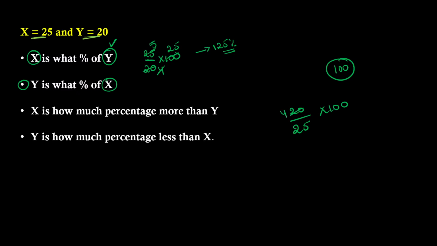5 times 4, 5 times 5. If you still simplify this, 5 times 20 is 100. So it's 80%. So y is 80% of x.